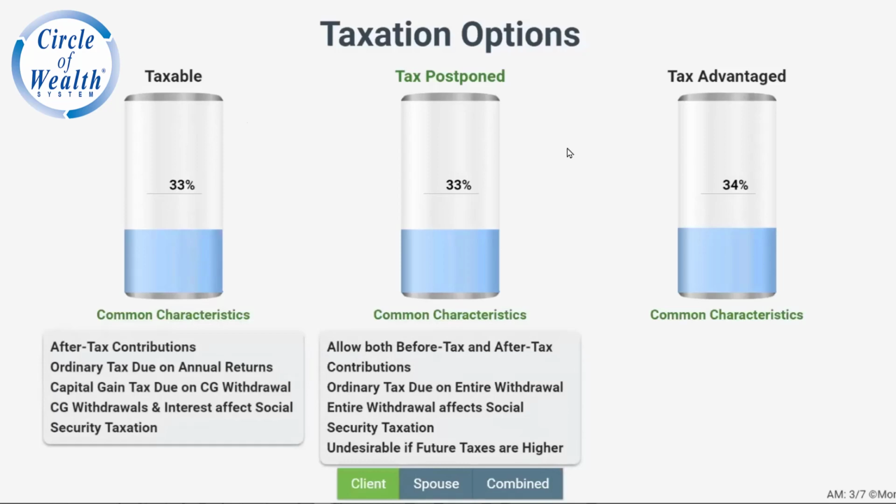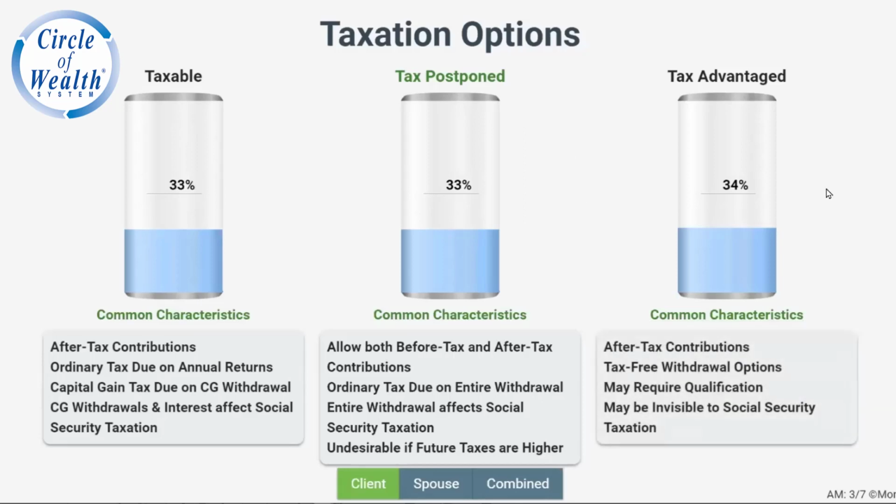Now, your tax postponed, this is primarily going to be your IRAs, your qualified plans, your registered plans. It gets a little bit more complicated because you could have some after tax accounts within your IRA, but really it's tax postponed. So you are getting a tax break to put the money in, and then when it comes out, you'll pay all the taxes. And then your tax advantaged, well, you're taking after tax money, putting it into these, it's growing, and then you're going to get to access the money in a tax advantaged, income tax free manner.